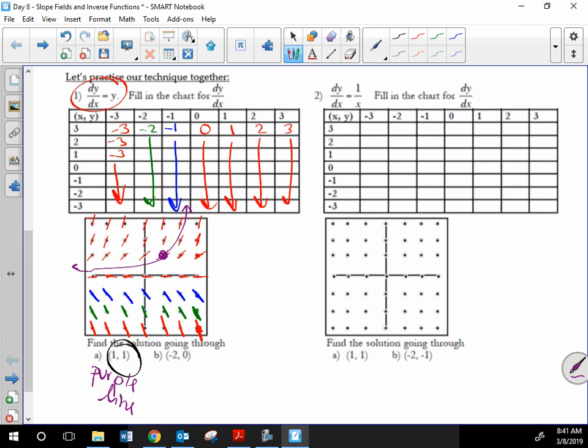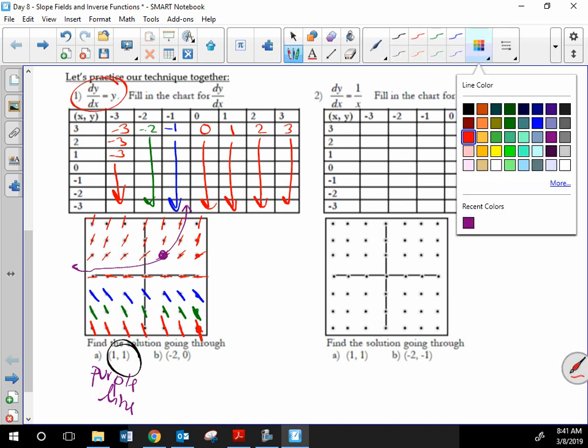Okay. So then, instead of the point 1, 1, let's do the point negative 2, negative 2. Let's say instead of asking us for the particular solution for the point 1, 1, let's take a look at the particular solution to the point negative 2, negative 2. So negative 2, negative 2. We're looking at this point right here.